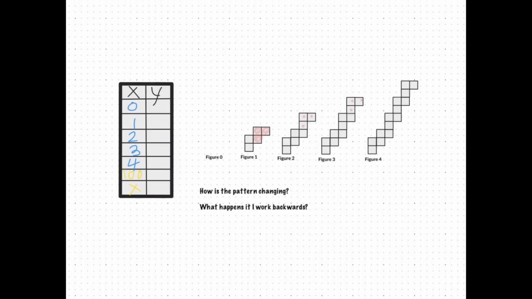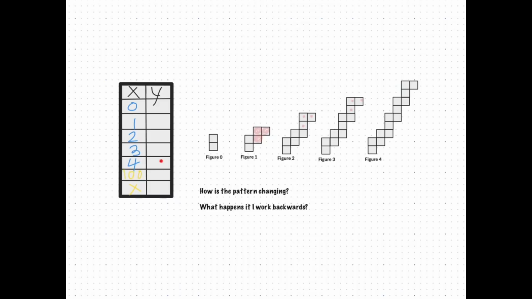So now what happens if I work backwards? Since I'm adding 3 each time, if I work backwards and take away those 3, it would tell me what figure 0 is. If I take away this 3, I'm left with these 2 tiles here. All right, so now I have my figure 0, 1, 2, 3, and 4.